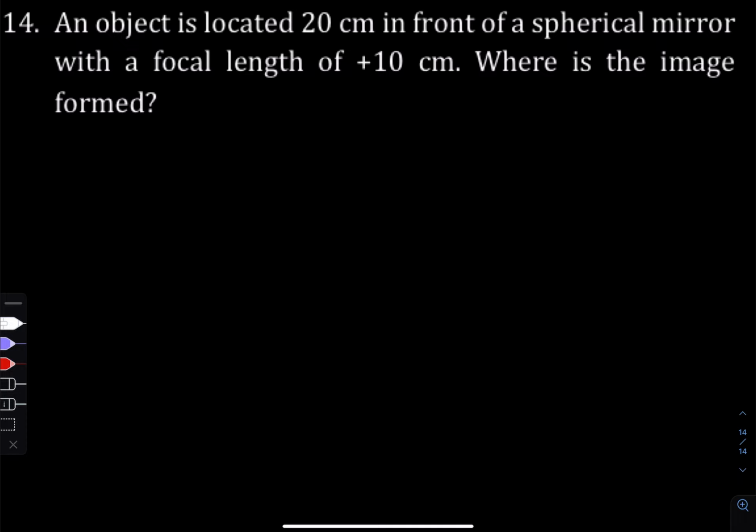So in this situation, an object is located 20 centimeters in front of a spherical mirror with a focal length of 10 centimeters, and positive 10 centimeters specifically. Where is the image formed? So the spherical mirror has a focal length of plus 10. That means it must be a concave mirror.